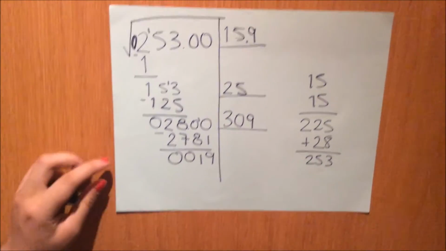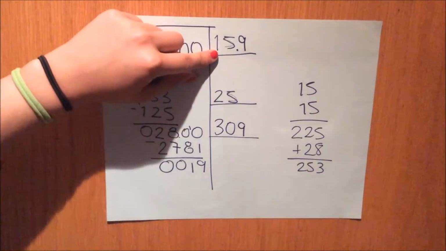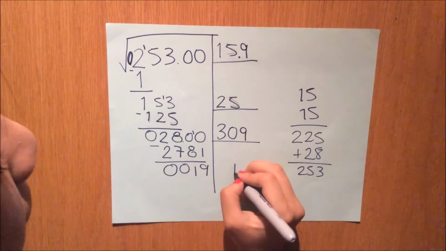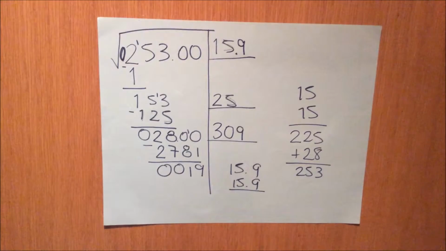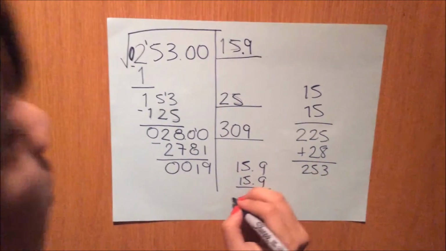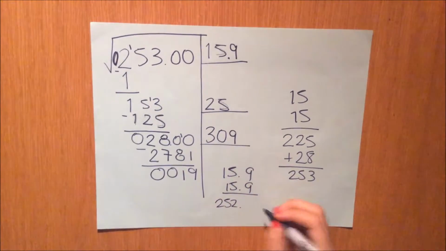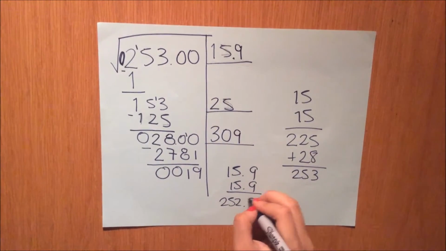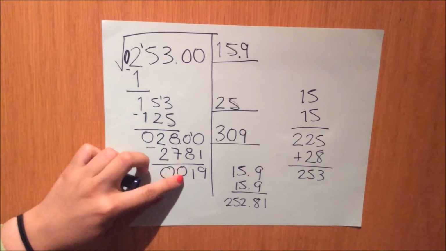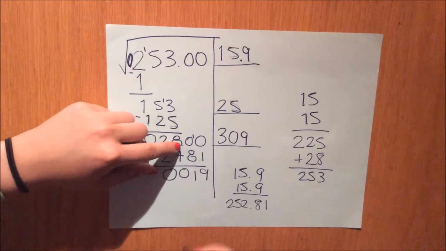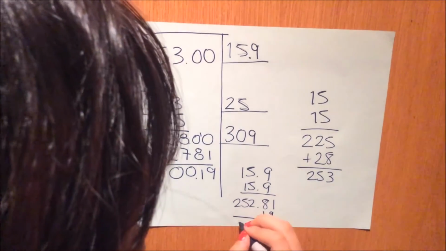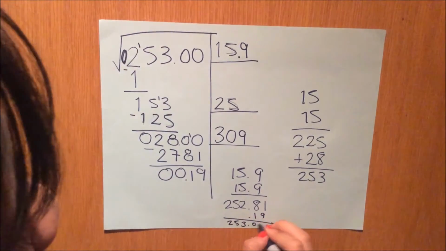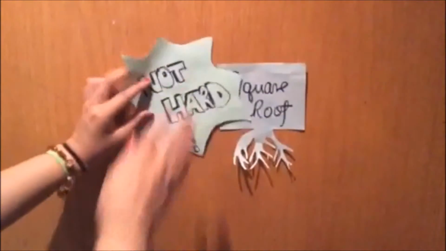Alright, so now we have a more accurate root. If we multiply 15.9 times 15.9, we get 252.81. And if we add our remainder, that we have to remember has a decimal point, it's 253. So we can conclude that square roots are not hard.